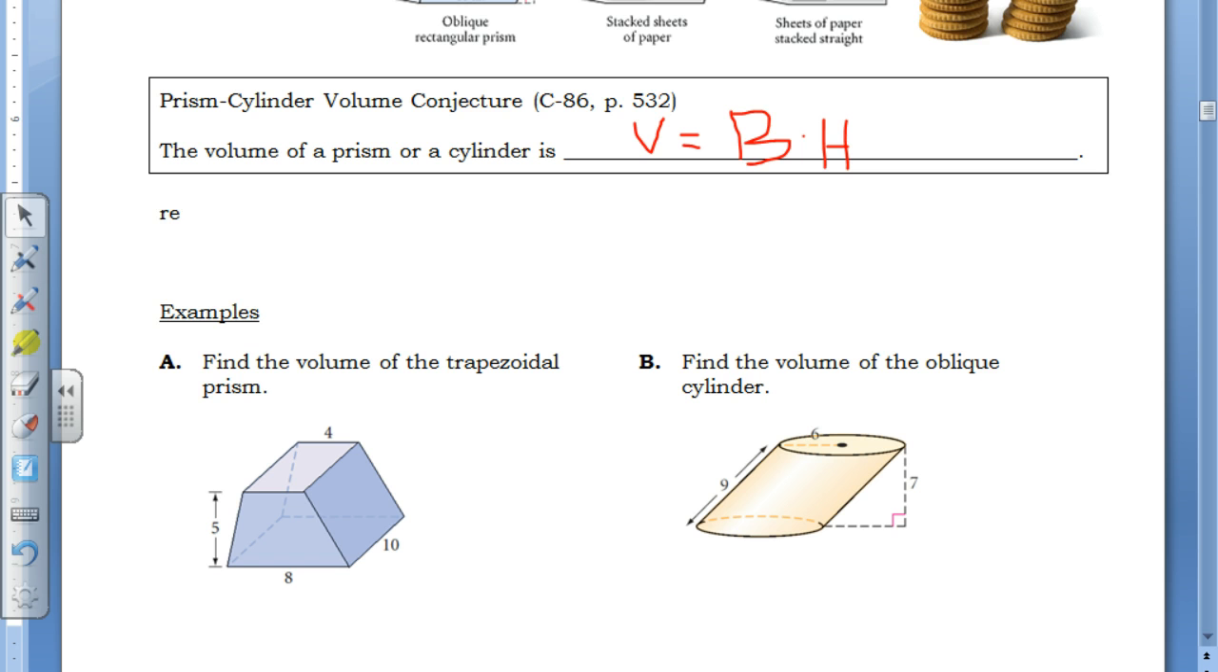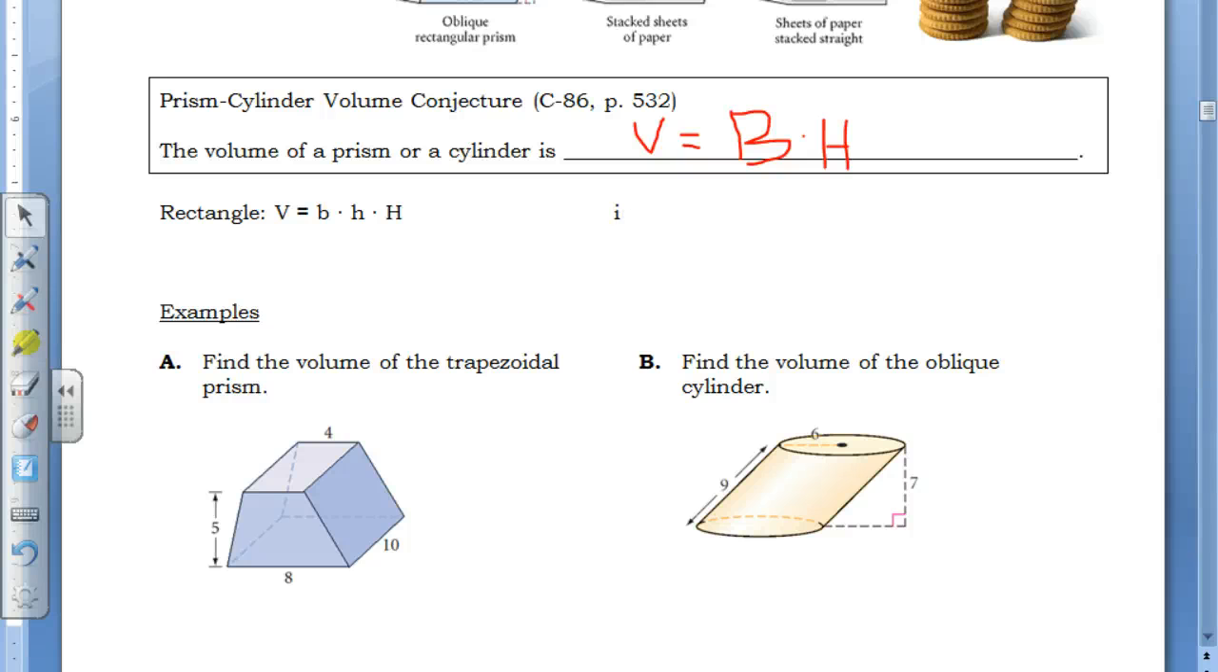If you have a rectangular prism, a rectangle on the base, the volume will equal base times height, because the area of a rectangle is base times height, times height. So I'm using a little h to represent the height of the rectangle and a capital H to represent the height of the entire prism, the 3D object.